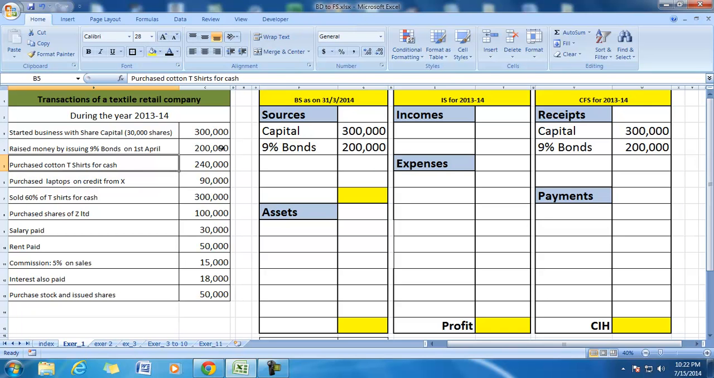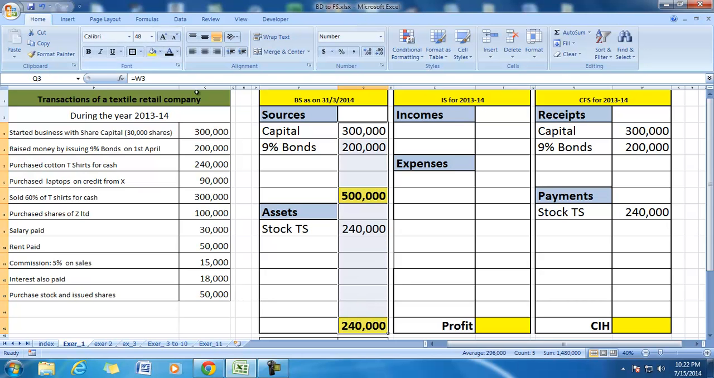Purchase t-shirts for cash, so it's a payment for stock of goods. Because it's a retail company, this is a revenue good for the company, and we call this stock, and TS represents the t-shirts. The amount of the stock acquired is 240,000, and this payment resulted in acquisition of an asset. So therefore 240,000 will be an asset appearing on the balance sheet.